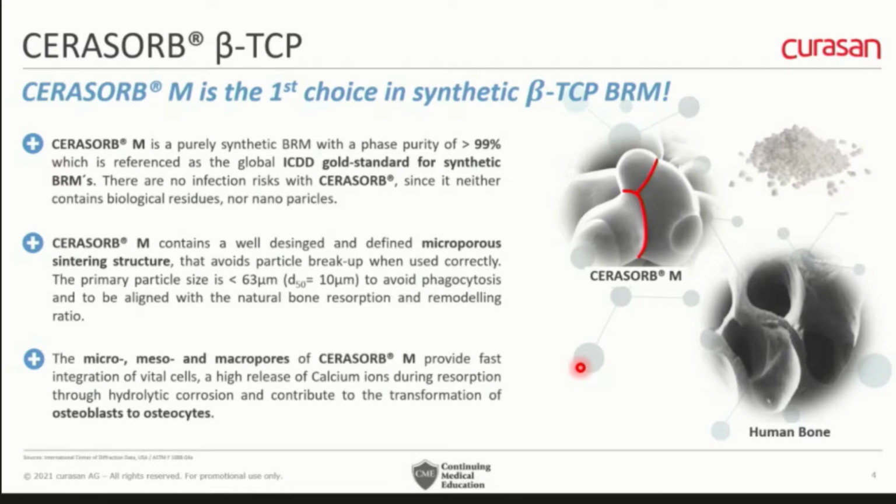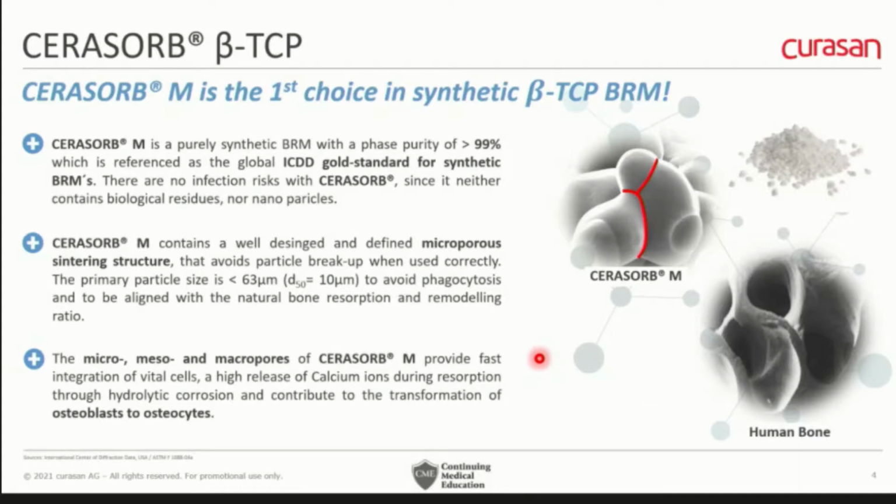CERASORB M contains a well-designed and defined microporous sintering structure that avoids particle breakup when it is used correctly. The primary particle size is below 63 microns in order to avoid phagocytosis and in order to be aligned with a natural bone resorption and remodeling ratio.